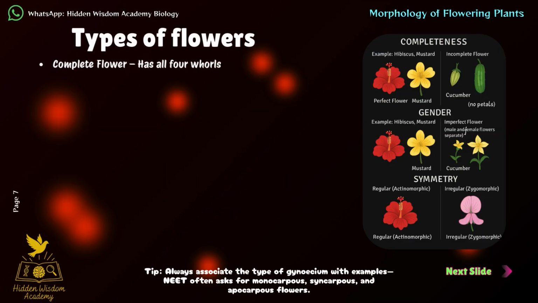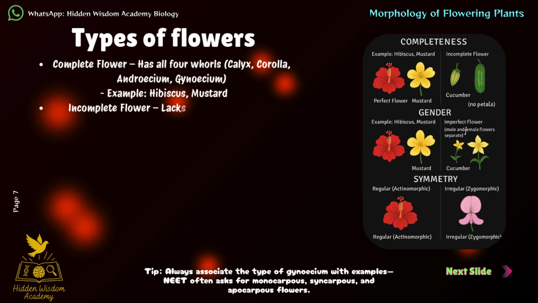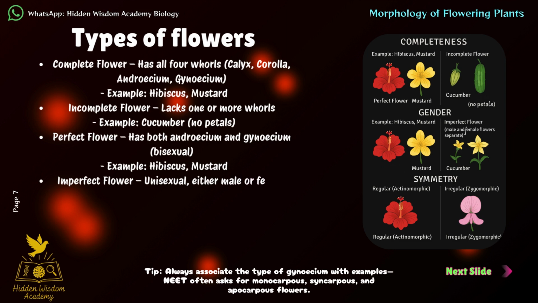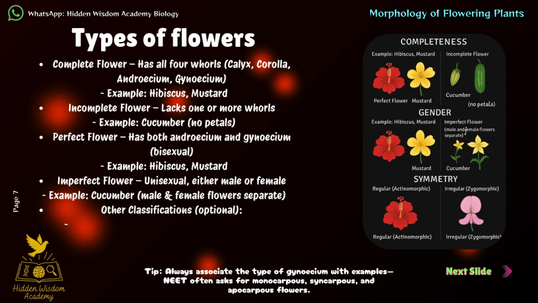Now, let's talk about types of flowers. Flowers can be classified in different ways. A complete flower has all 4 whorls, calyx, corolla, Androecium, and Gynoecium, like hibiscus. An incomplete flower is missing 1 or more whorls, like cucumber. A perfect flower has both male and female parts, while an imperfect flower has only male or female parts, like cucumber. Flowers can also be regular, radial symmetry, or irregular, bilateral symmetry.